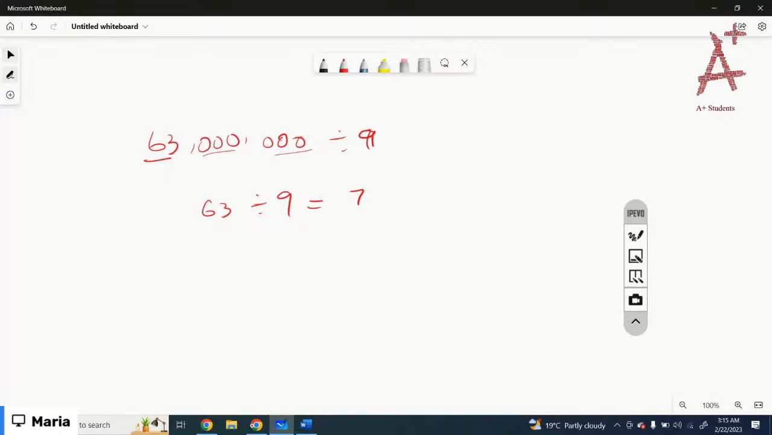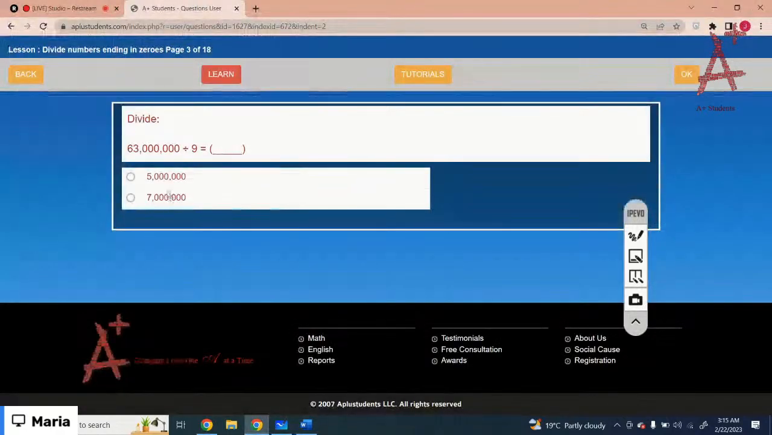You have to just count the number of zeros. So you have 6 zeros. That means your answer must have 6 zeros. Got it? So the correct option is the second option.